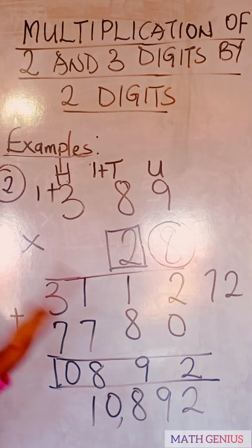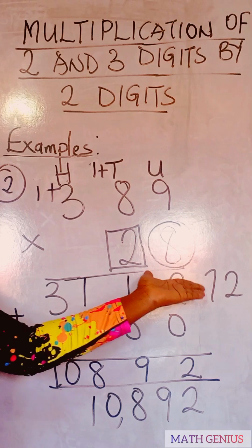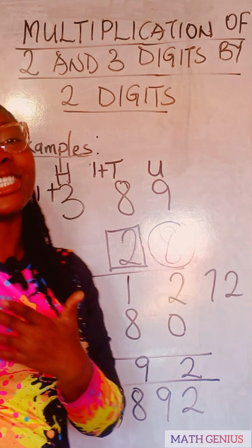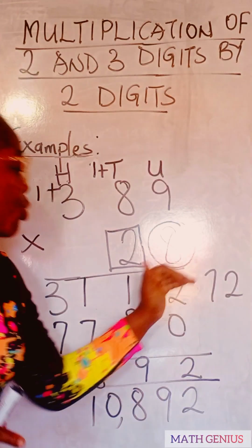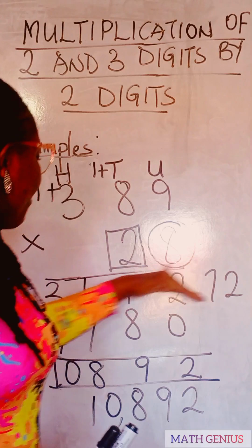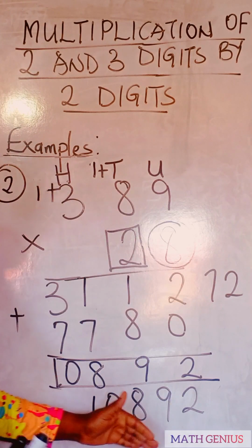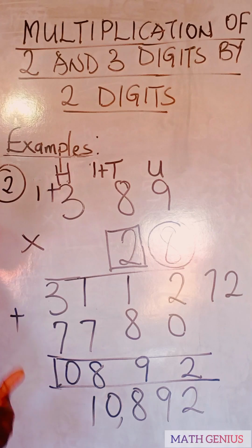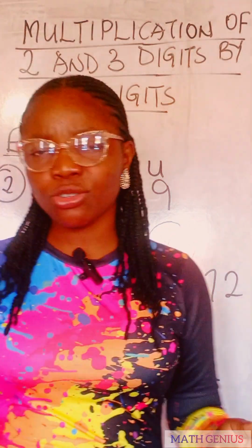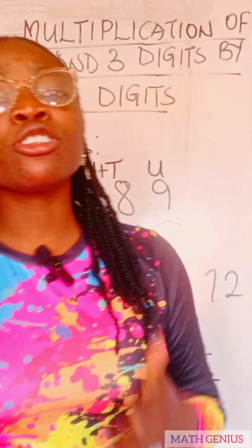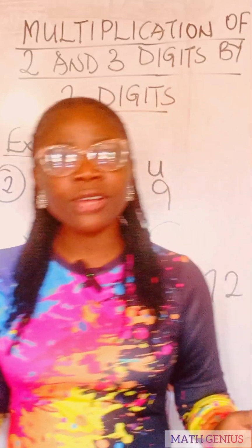And of course, be kind and generous to units so that units will not be left with just a digit. When you are done with that, you add your values. The value of the first result and the value of the second result all together gave us 10,892.